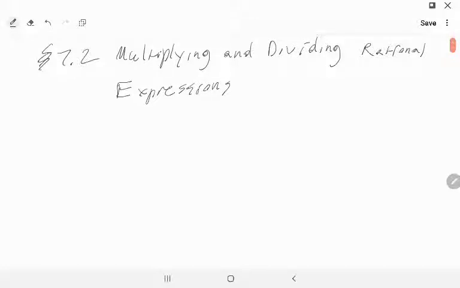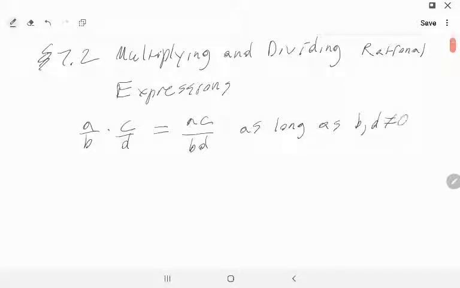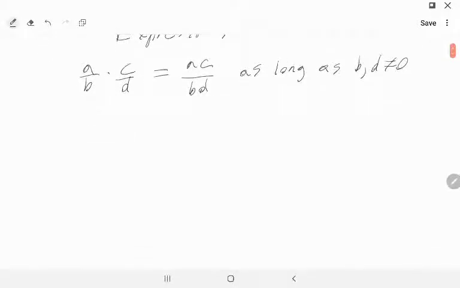We notice that a divided by b times c divided by d has to be the same thing as ac divided by bd, as long as b and d aren't 0. So what does that mean for a rational expression?